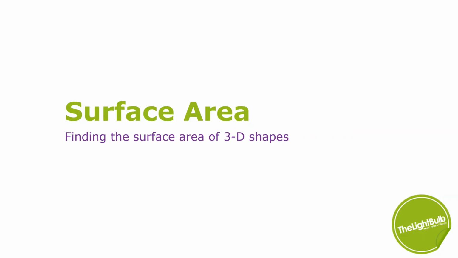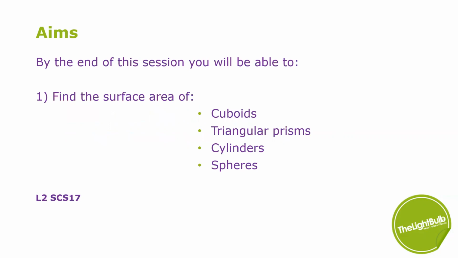Now, finding the surface area of 3D shapes, there's quite a few that you may be asked to find within an exam. These include cuboids, triangular prisms, cylinders, and spheres. So all the shapes that we've looked at before for volume and things like that. And by the end of this session, you'll be able to figure out how to calculate the surface area for each of those different shapes.